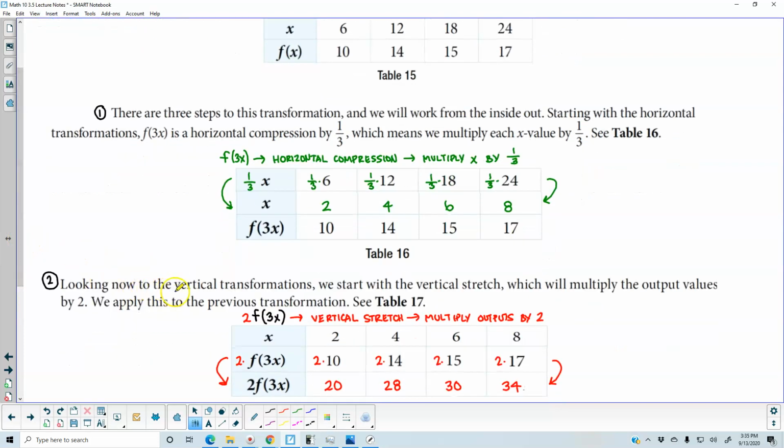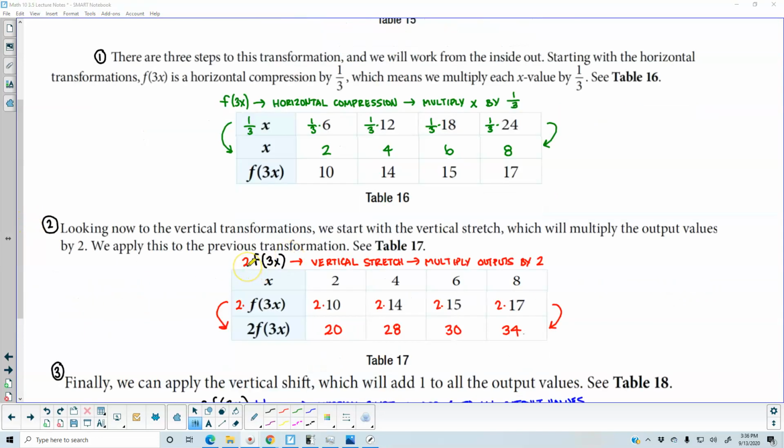So, looking now to the vertical transformations, we start with a vertical stretch, which will multiply the output values by 2. So we apply this to the previous transformation. So we're taking 2 and multiplying by the output. The vertical stretch means you're multiplying all the outputs by 2. So the inputs now stay as 2, 4, 6, and 8. And now we're going to multiply the outputs, which are 10, 14, 15, and 17 by 2.